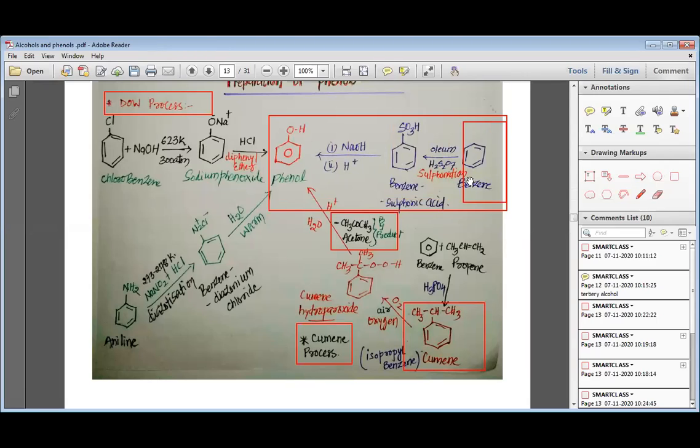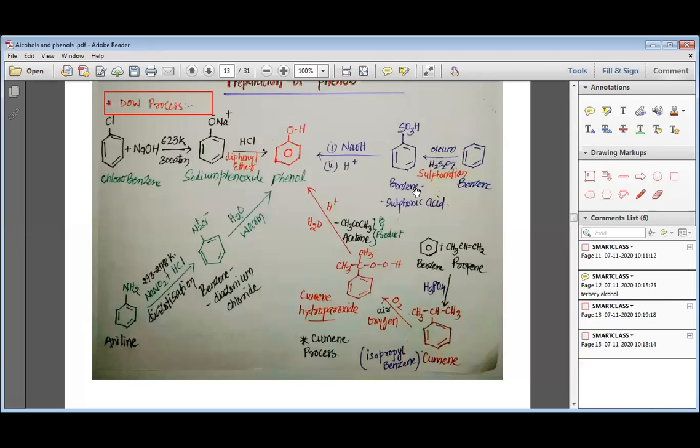You can use the sulfonation followed by reaction with alkali and acid. We get phenol. Now the last reaction that we want to study is the preparation of phenol from aniline. We are going to revise it 3 or 4 times, my dear students.